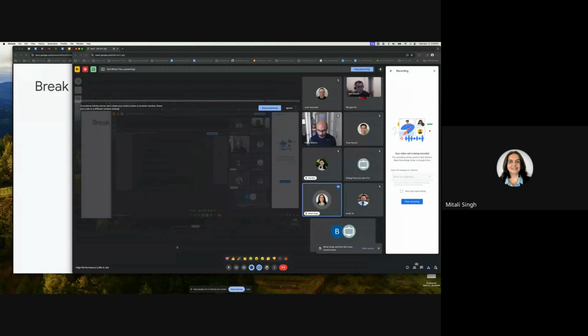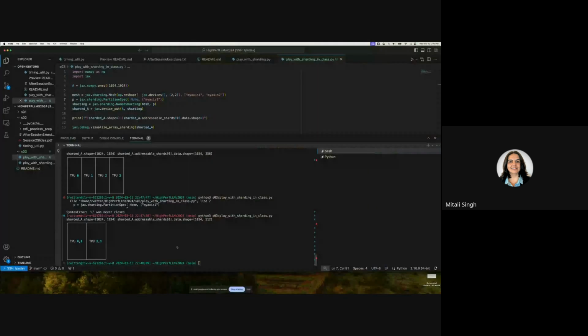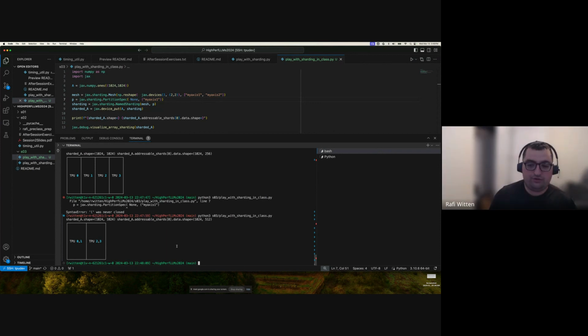So for the physical mesh changes, from just 4 devices to 2 x 2 devices, does it change the interconnects? No, that's a really, really good question, but it's not changing the interconnect.